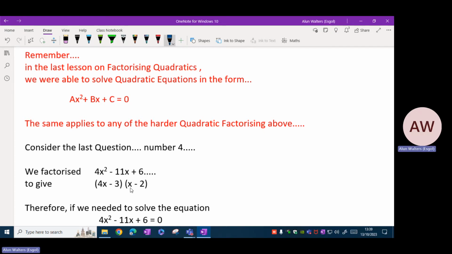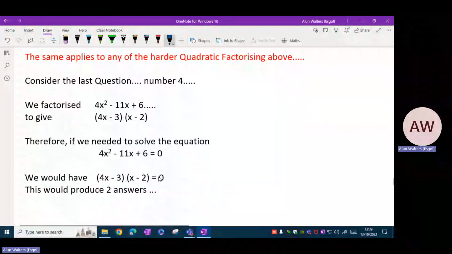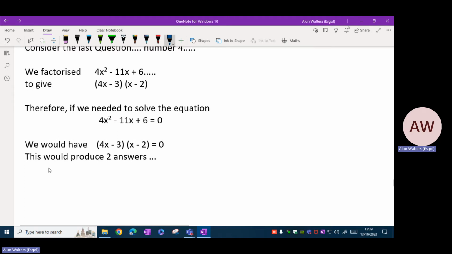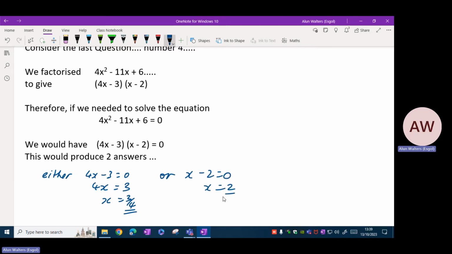Okay, so I'm going to take that a stage further. If the question you were given was an equation like this, so it was equal to 0, stage 1, you factorize the expression by doing everything I've shown you just a minute ago. But just like we did last lesson, that produces two answers. So I say either 4x minus 3 equals 0, in which case 4x is a positive 3, x is a positive 3/4. That's one answer. Or the other bracket, x minus 2 equals 0, in which case x equals plus 2.